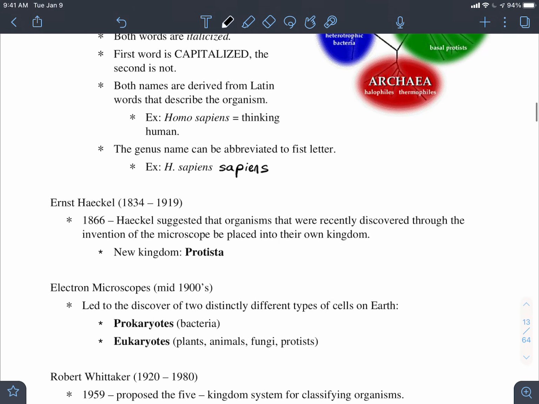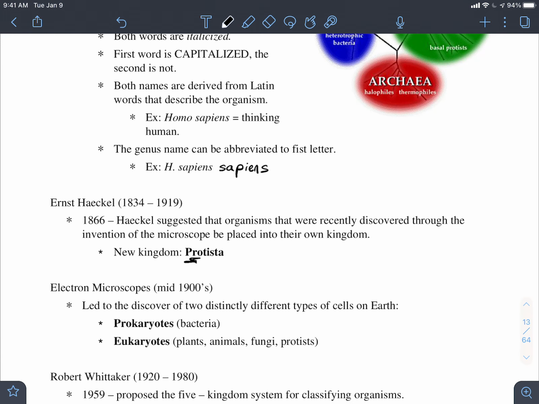In 1834, Haeckel suggested that organisms that were recently discovered through the microscope should be placed in their own kingdom. They'd never seen these organisms before, so he proposed a name called Protista. Pro typically implies before, so protistas are sort of a pre-organism. And so all these single-celled organisms he was observing under his microscope, he thought, oh, these need a name.